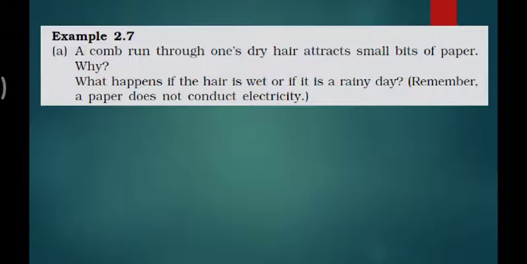An electrified comb, if it comes near a piece of paper, then the paper also gets polarized. It does not mean ionized, it means separation of the charge occurs. If the comb is positively charged, then the paper gets a negative charge towards the comb and is attracted to the positive charge of the comb. It is an attraction between two different kinds of charge. So that is why these pieces of paper are attracted to the comb.